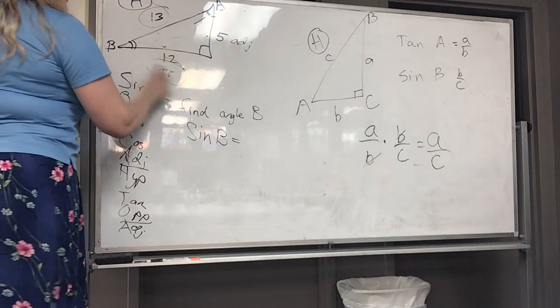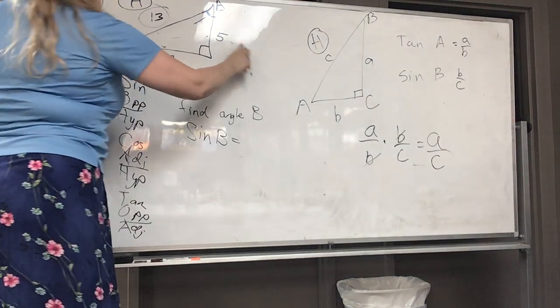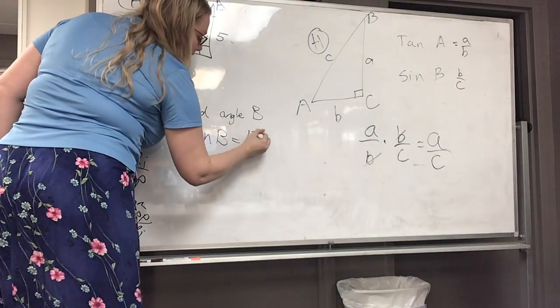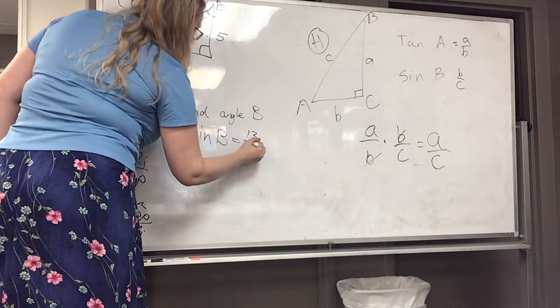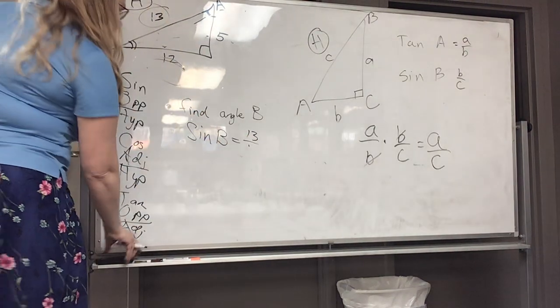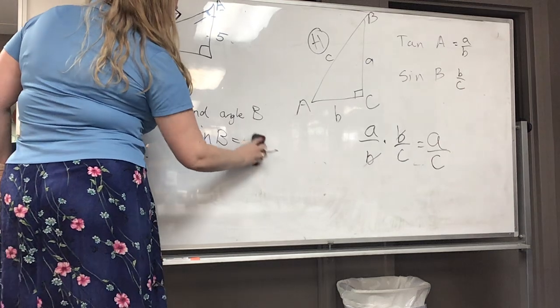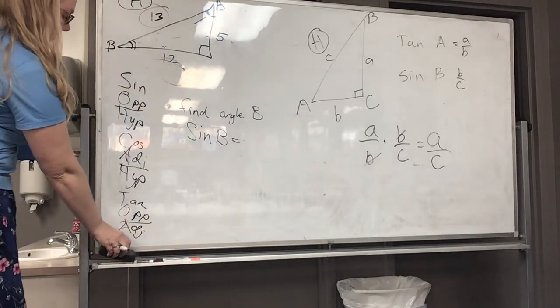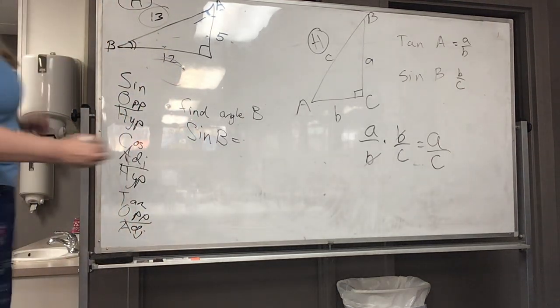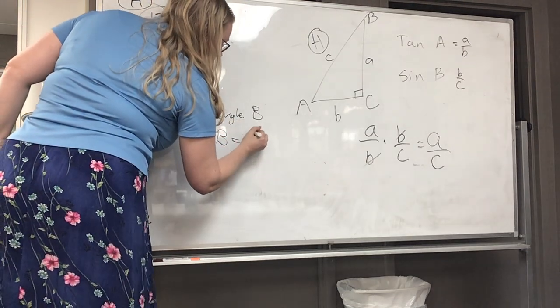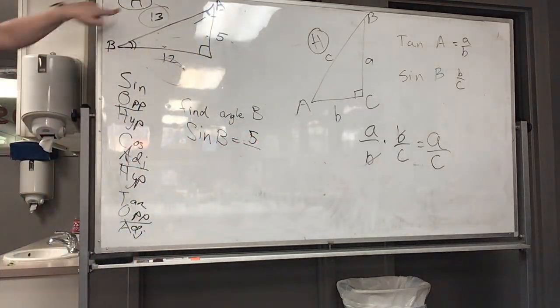Yep, so our opposite and adjacents flip again. We're looking at 13 over, no, sorry. So we're looking at opposite B. What's opposite? 5 over hypotenuse 13.